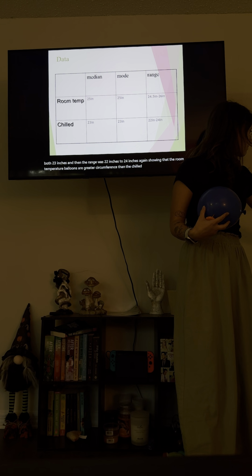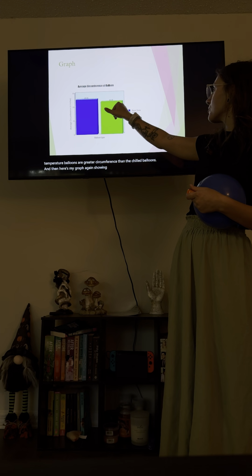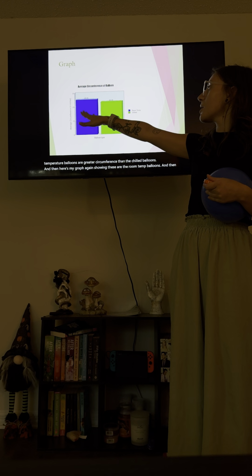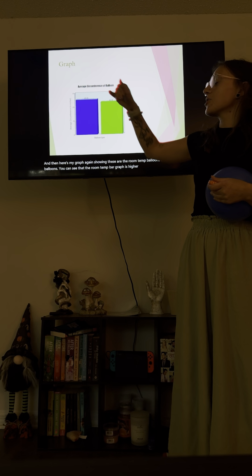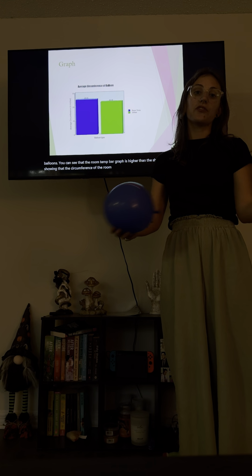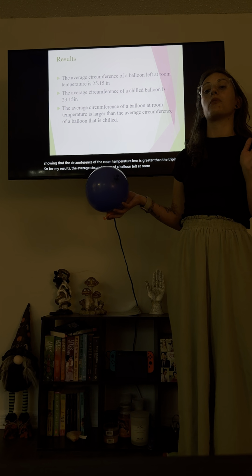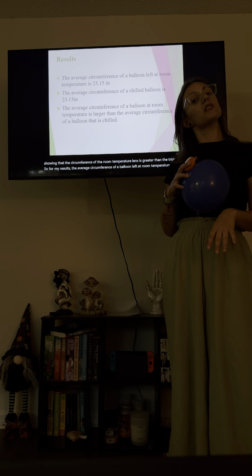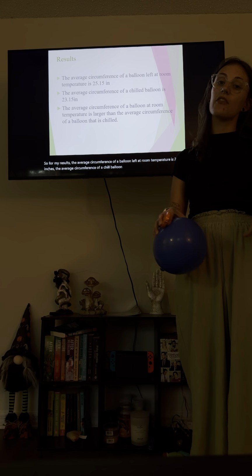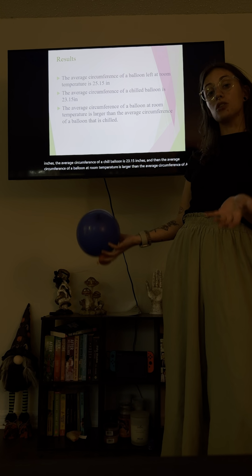And then here's my graph. These are the room temp balloons, and then the chill balloons. You can see that the room temp bar graph is higher than the chill balloons, again showing that the circumference of the room temperature balloons is greater. For my results, the average circumference of a balloon left at room temperature is 25.15 inches. The average circumference of a chill balloon is 23.15 inches. The average circumference of a balloon at room temperature is larger than the average circumference of a balloon that was chilled.